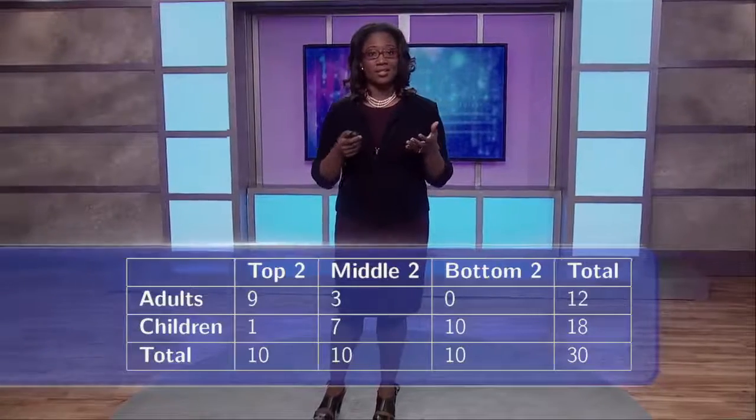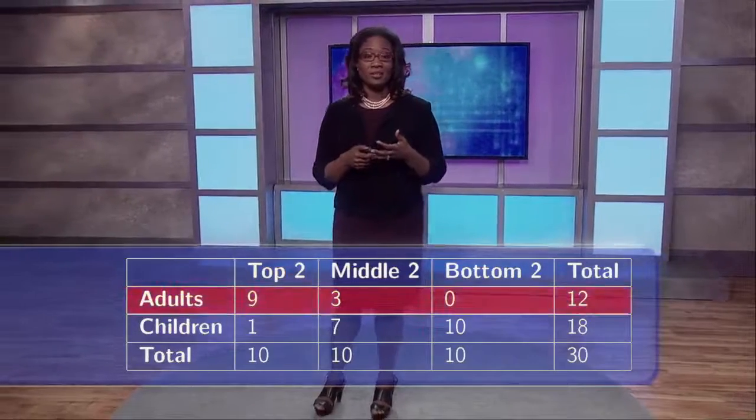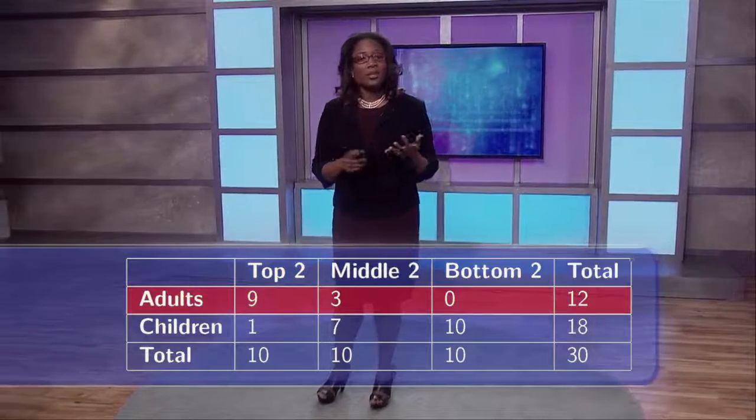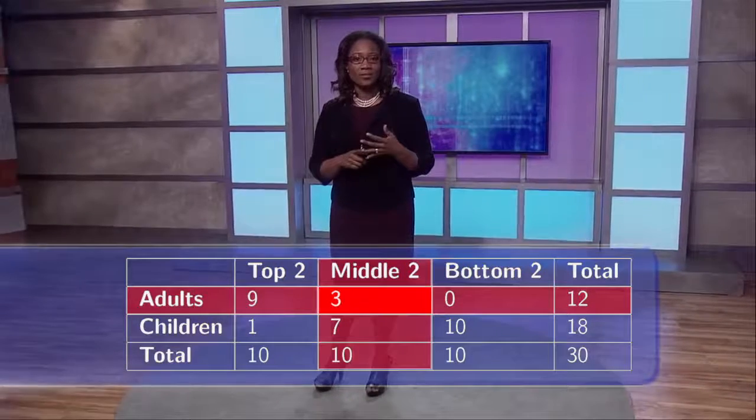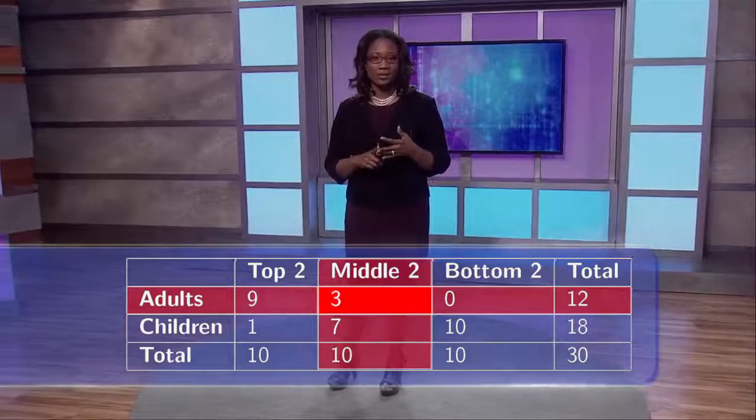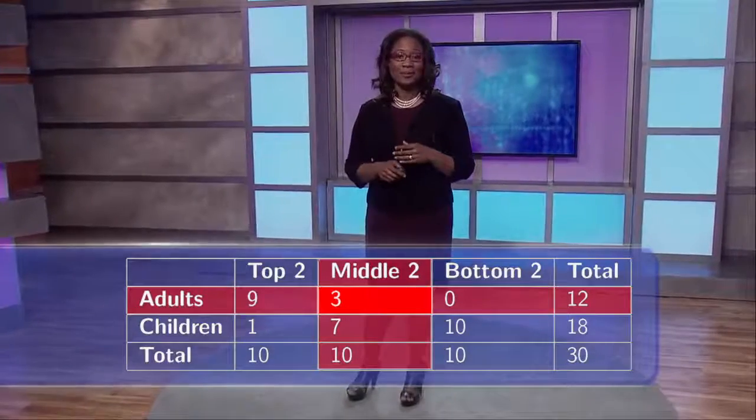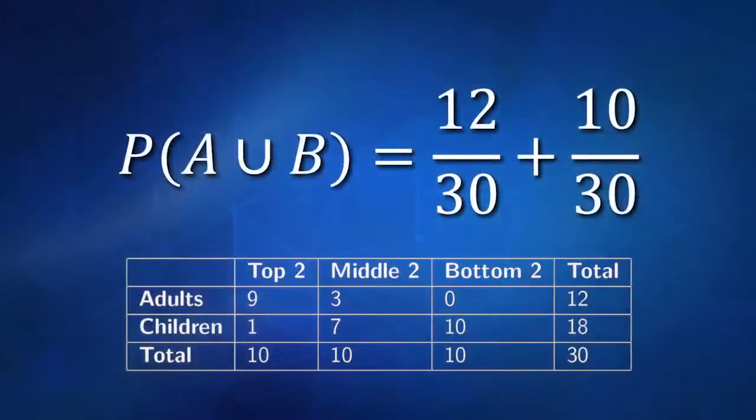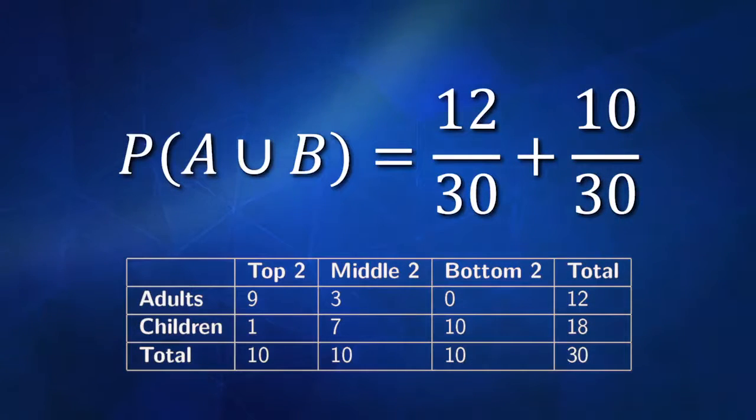Now, what if we were interested in knowing the probability of A or B? The probability that cereal is targeted at adults or is located on the middle two shelves. In this case, we're no longer limited to just the intersection. The cereal could be targeted at adults with probability 12 over 30, or located on the middle two shelves with probability 10 over 30. So it makes sense for us to add these two probabilities. The probability of A union B equals 12 over 30 plus 10 over 30.